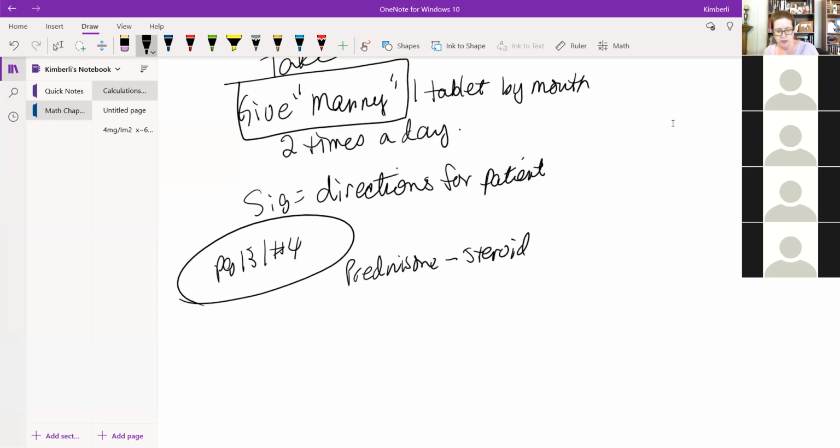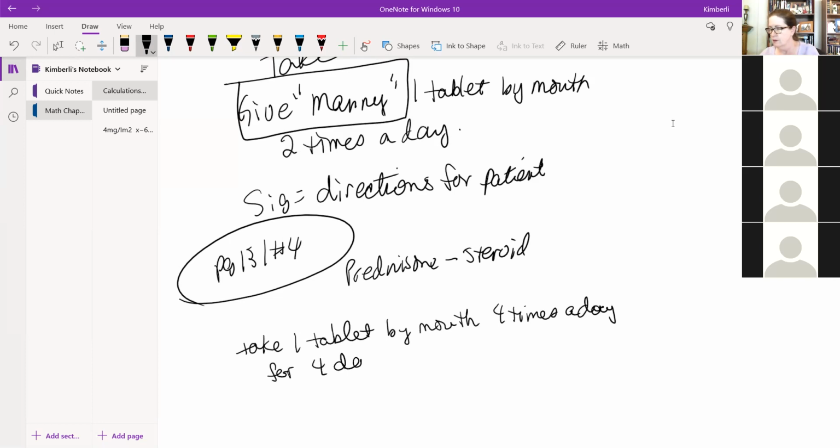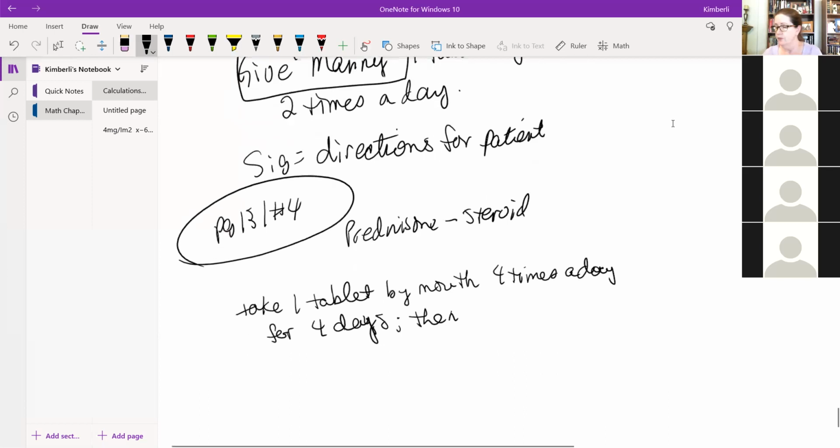So what exactly does that mean? Take 1 tablet by mouth 4 times a day for 4 days. Take 1 tablet by mouth 3 times a day for 4 days. Take 1 tablet by mouth 2 times a day for 4 days. Take 1 tablet by mouth 1 time a day for 4 days. Yep, that sounds exactly right, except we're going to put "then" at the end of every direction.